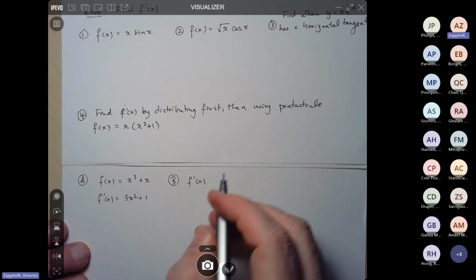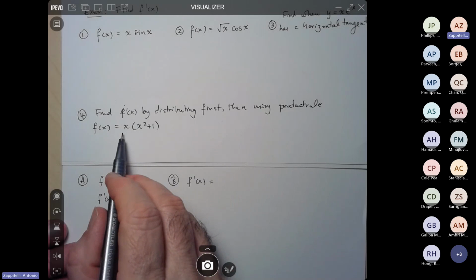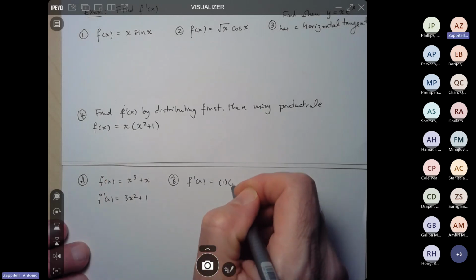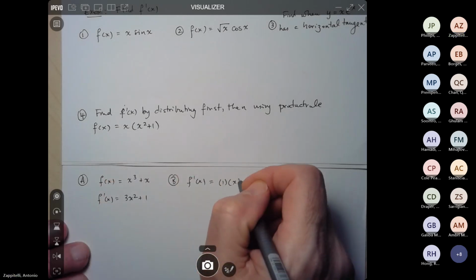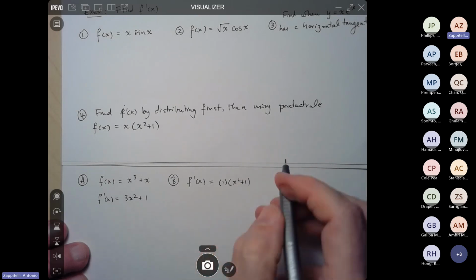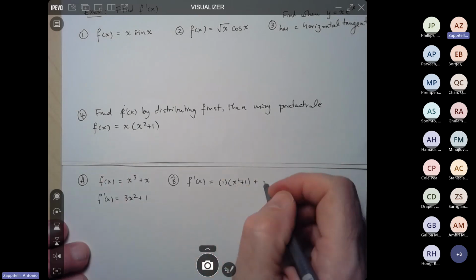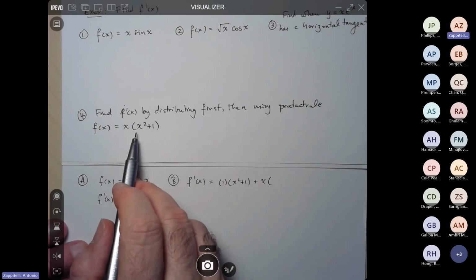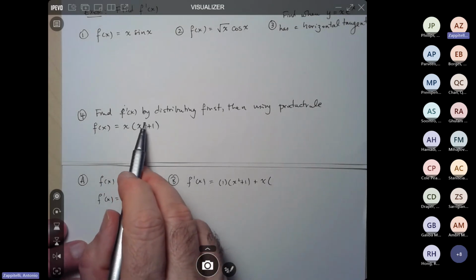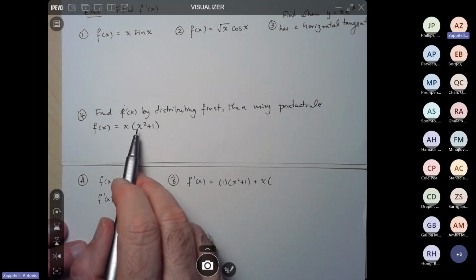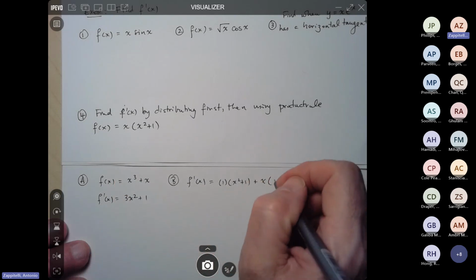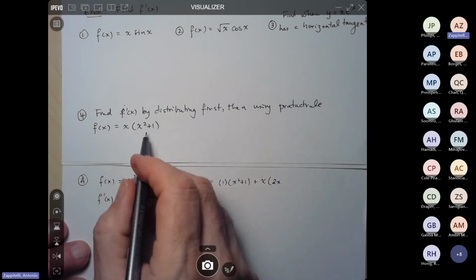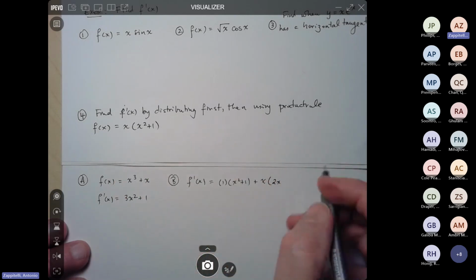The derivative of the first, 1, times the second function, x squared plus 1, plus the first function, x, times the derivative of the second function. What's the derivative of x squared plus 1? It's the derivative of x squared plus the derivative of 1. The derivative of x squared is just 2x, and the derivative of 1 is just 0.